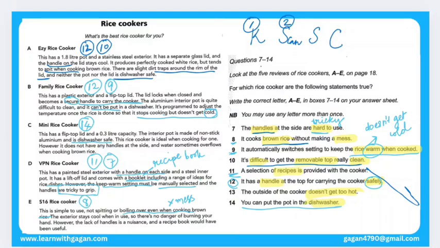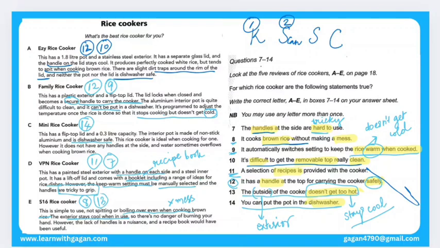The exterior stays cool when in use, so there is no danger of burning your hand. Do we have anything that says that? Yes, number 13, the outside of the cooker doesn't get too hot. And here they say that exterior stays cool when in use. It's a very good example of a paraphrase. Outside of the cooker means exterior. Stays cool when in use, the text says. But the question says doesn't get too hot. So it means stays cool. So it's a perfect paraphrase.